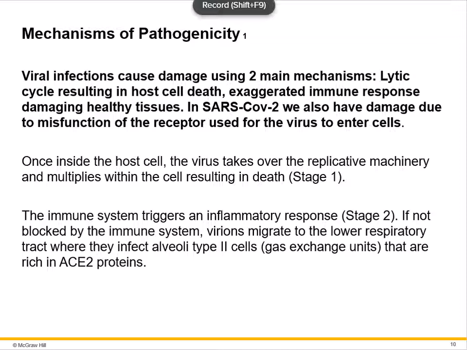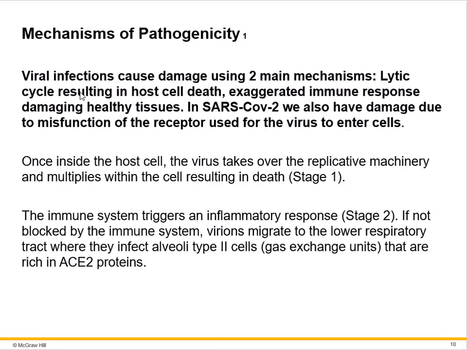SARS-CoV-2 is primarily a virus of the respiratory system, but it will infect many other tissues throughout the body, causing different signs and symptoms of the infection. The mechanisms by which the virus causes damage, as you will see, are the same mechanisms that we described in other viral infections. First, the lytic cycle. Lytic cycle results in cell death, always. So once we have lytic cycles, we have cell death in the host, and that causes damage and sometimes loss of function.